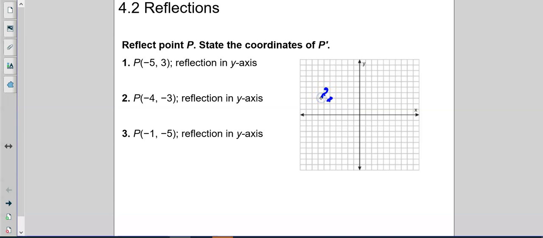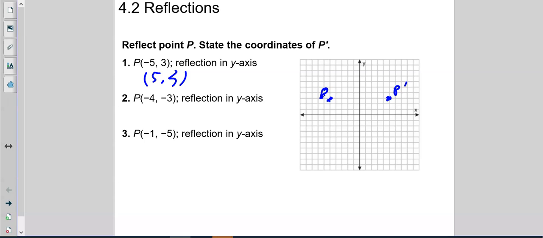Okay. Now, it says to reflect it over the y-axis. So what we're going to do is look at the y-axis, and we're just going to count. How many spaces is it away from y? It's 1, 2, 3, 4, 5. So we're just going to go 5 the other direction, 1, 2, 3, 4, 5. And that's going to be my P prime. So the new spot is (5, 3). Similar. We'll talk about that.